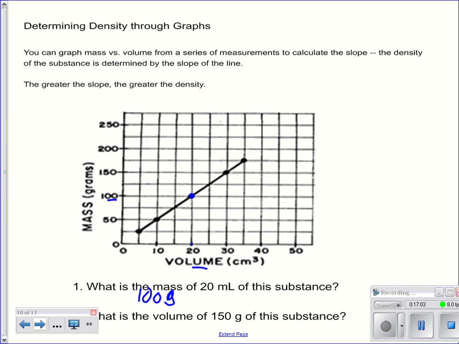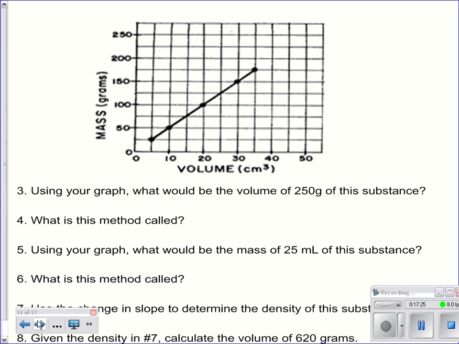You could do the same thing from the opposite side. What is the volume of 150 grams? So you come on over, you hit this data point, and you come on down and see that it's 30 milliliters. You could have even done that from the data table that you might have had for this, because you had those exact data points, right? But now, what if you didn't have those exact data points? So number 3 here, it says using your graph. So we're not doing calculations. It says using your graph, what would be the volume of 250 grams of this substance?